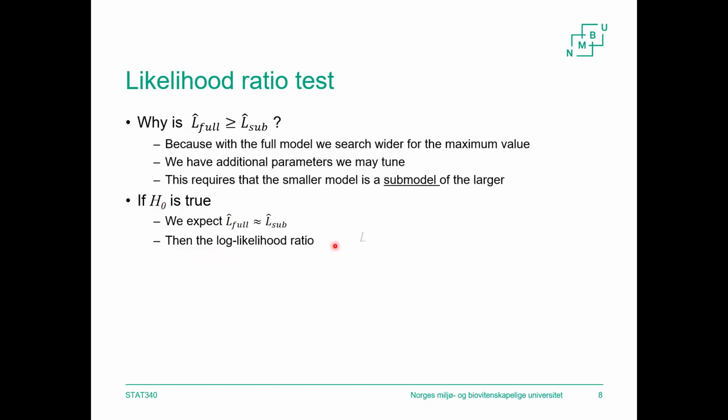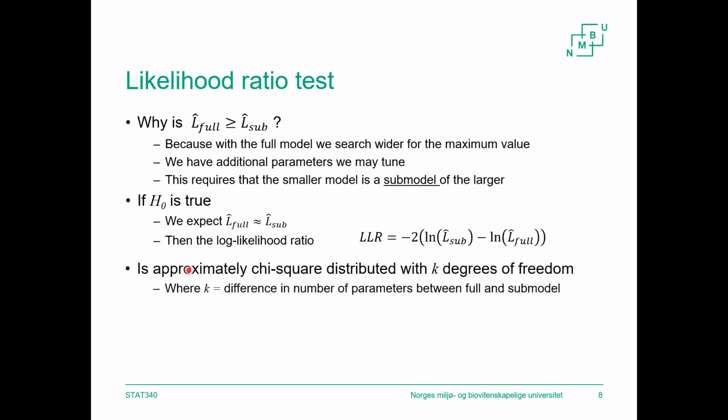And then the likelihood ratio, which is this one. And here is a log likelihood ratio, right? So it's log of the likelihood. And instead of taking the log of the ratio, you can use the rule for logarithms and split it into a difference like this instead. And there's this -2 in front of it. And why? Well, it's there because if you multiply this with -2, then it can be shown mathematically that this is approximately chi-square distributed with k degrees of freedom, where k is the difference in the number of parameters between the full and the submodel.